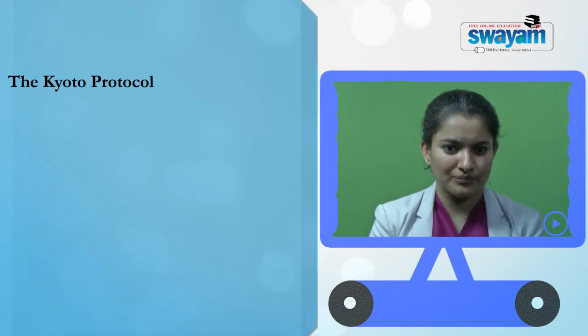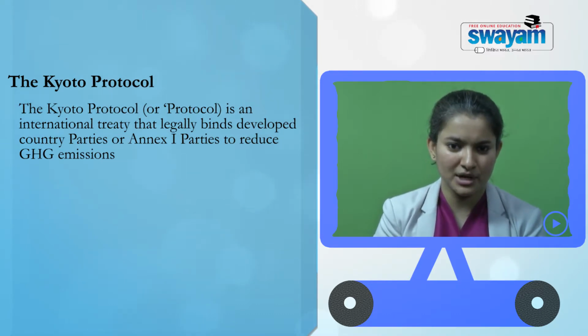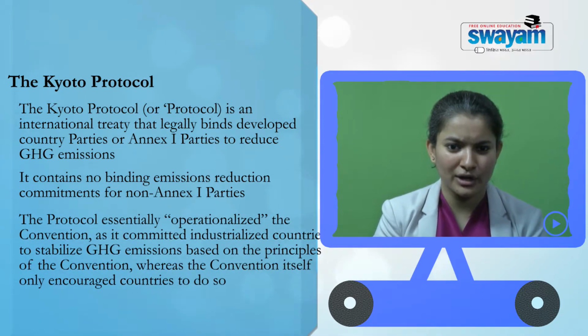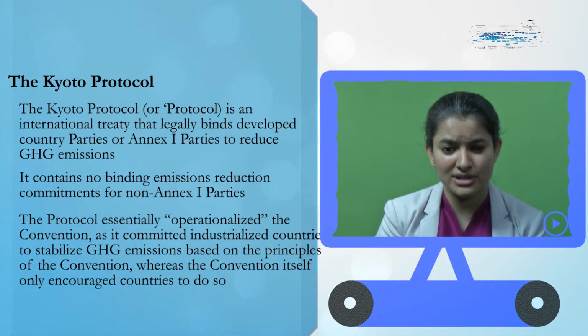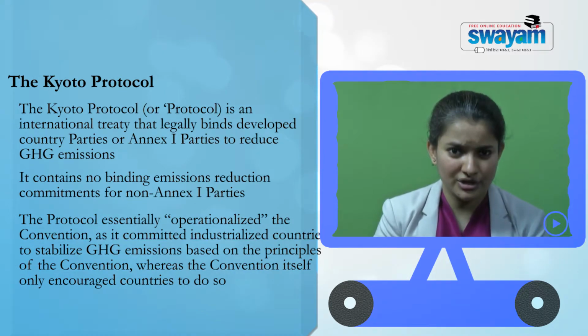The Kyoto Protocol, or the Protocol, is an international treaty that legally binds developed country parties or Annex I parties to reduce greenhouse gas emissions. It, however, contains no binding emission reduction commitments for non-Annex I parties. Basically, the Kyoto Protocol operationalized the UNFCCC as it committed industrialized countries to stabilize greenhouse gas emissions based on the principles of the UNFCCC, whereas the UNFCCC only encouraged countries to do so.